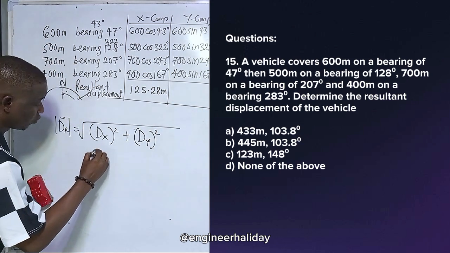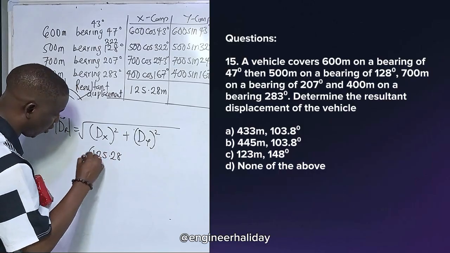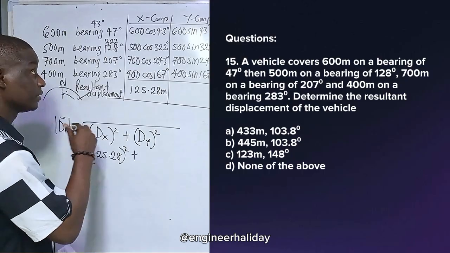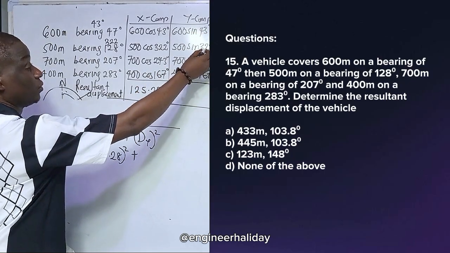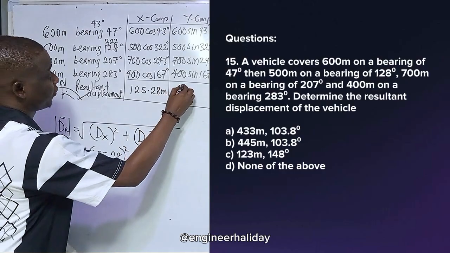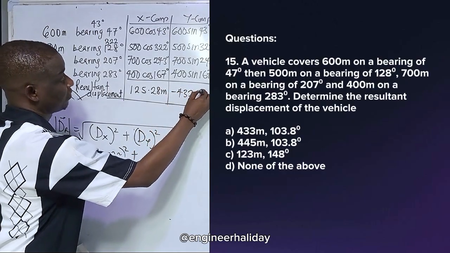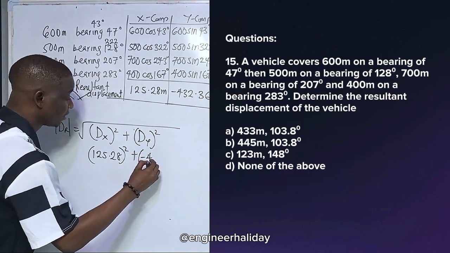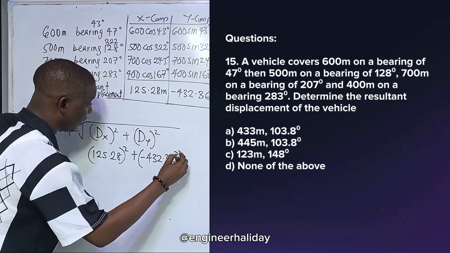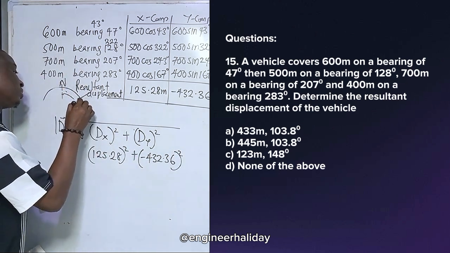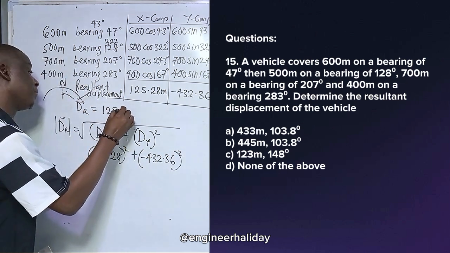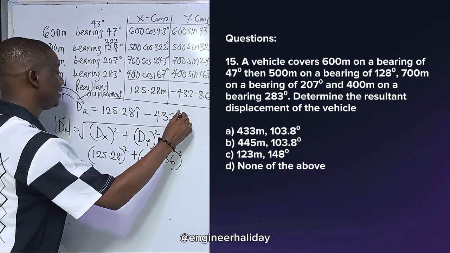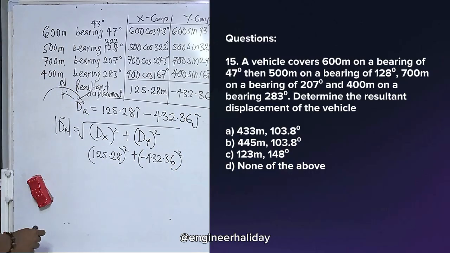Second one. So this one is 125.28 all squared plus 432.36 squared. This one now will be minus 432.36, so this one now is minus. You can find the magnitude for me. Don't forget the resultant displacement, the vector formula, is 125.28i minus 432.36j. Want to write it in vector form?